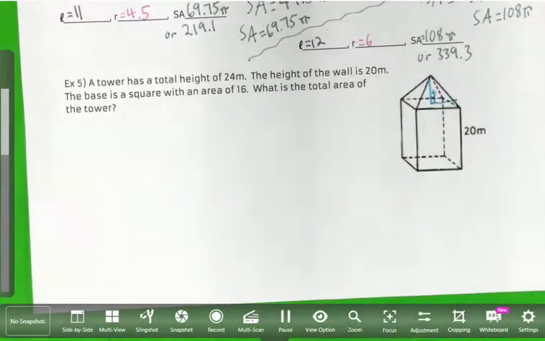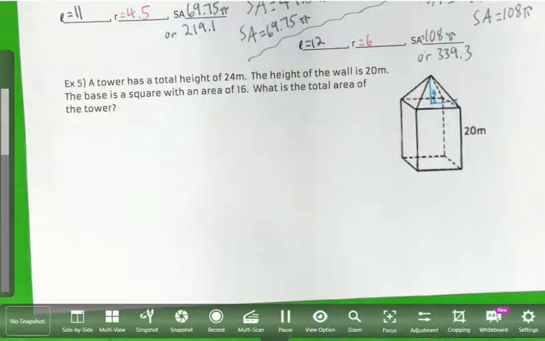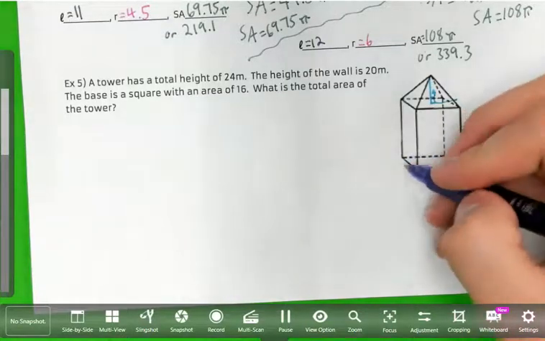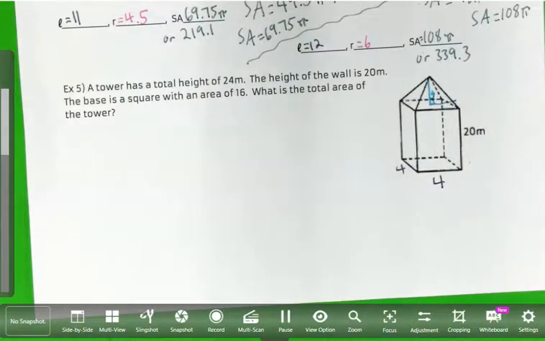All right, so that height is 4, and then it says that the base is a square with an area of 16. Well, we know that if the area is 16, then each side length is going to be 4. So we can say that this is 4 and this is 4. And then it asks for the total area of the tower.